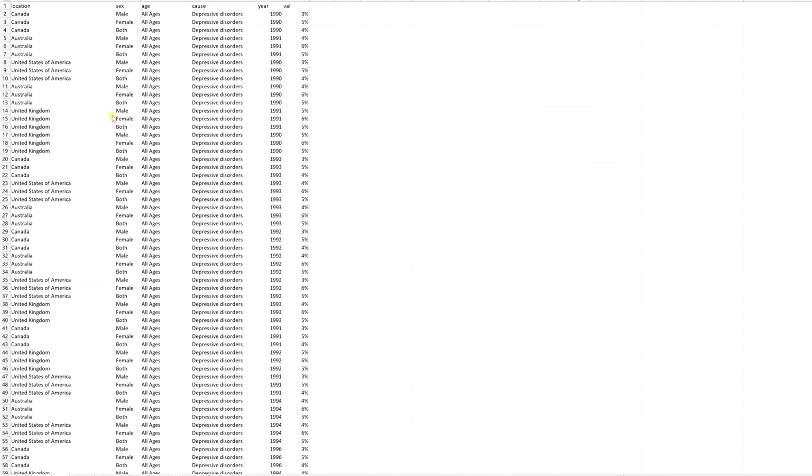This spreadsheet here is an example of the original depressive disorder data, so this is what we use as a basis for the depression rate. As you can see here, we had already filtered the United States, Australia, Canada, and the UK. We had to deal with both female, male, as well as an aggregate of the two, and also the year and the percentage of the population.